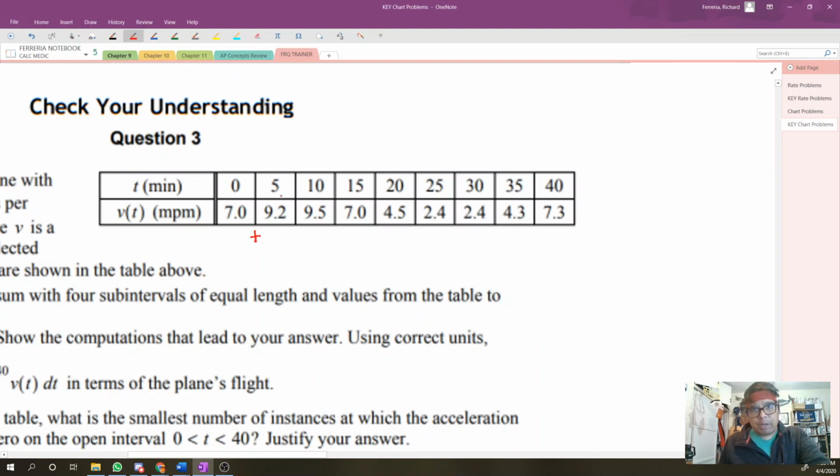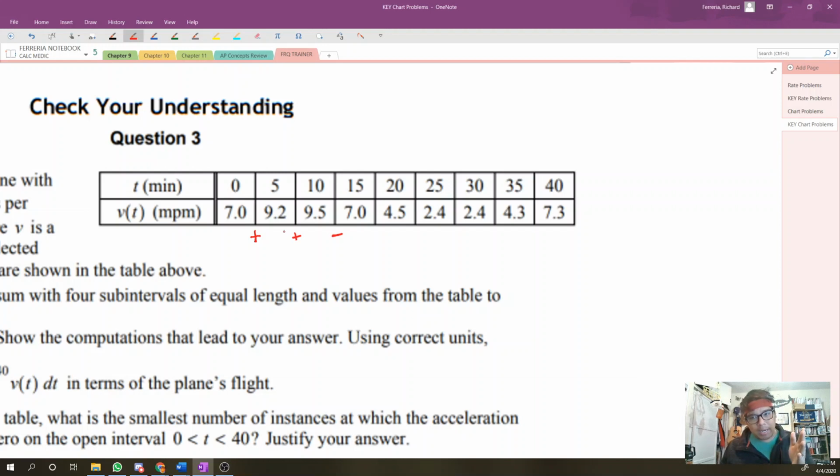Okay, from t equals 5 to t equals 10, the velocity increases again by about 0.3. And then from 10 to 15, the velocity decreases. Okay, so right over there, that tells me that somewhere here, there should be a relative maximum in velocity. So the acceleration has to be 0 someplace.